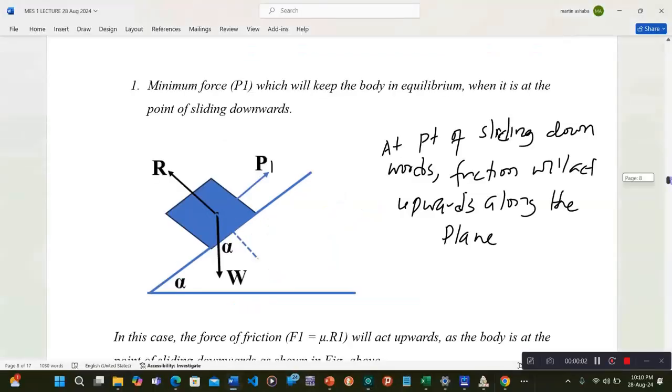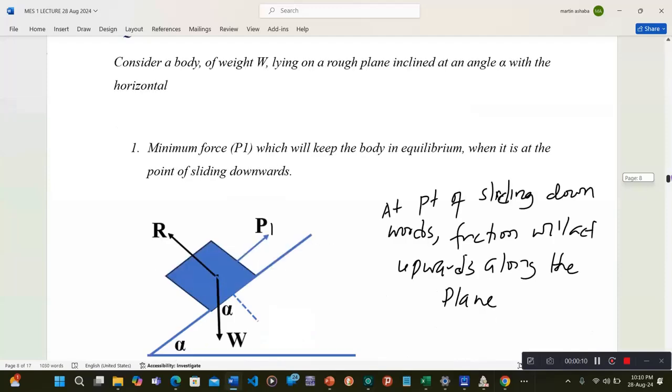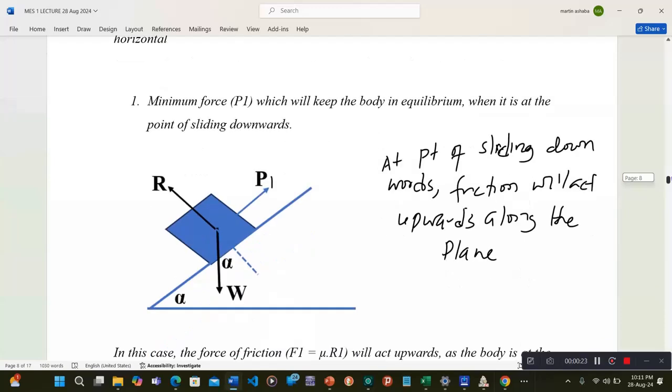So we are considering equilibrium of a body on a rough inclined plane. It has a weight W lying on a rough inclined plane at an angle alpha. The minimum force P1, which will keep the body in equilibrium when it is at the point of sliding downwards, is going to be P1, and we are going to derive an expression. This expression is going to be paramount in a number of scenarios.